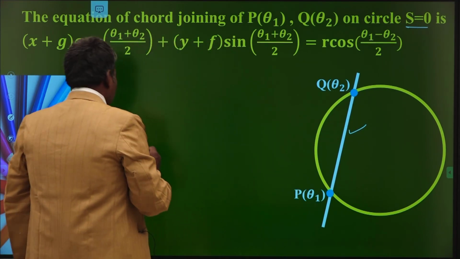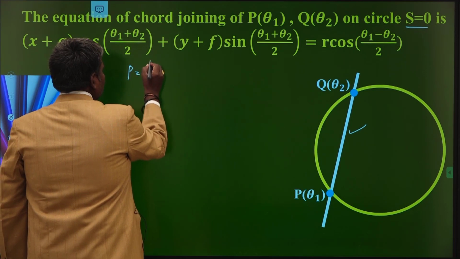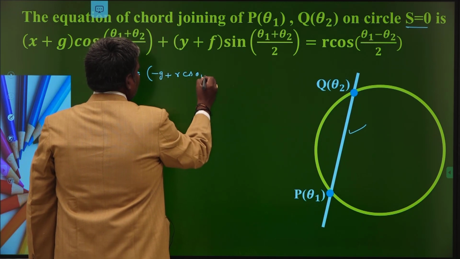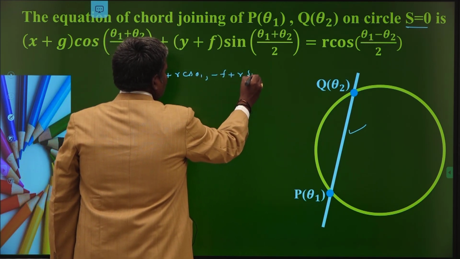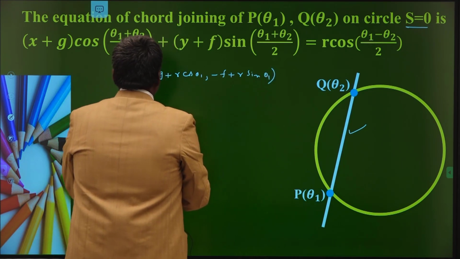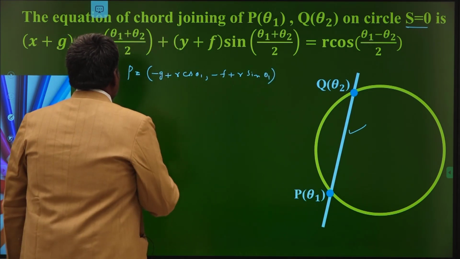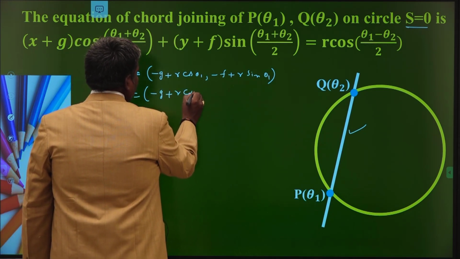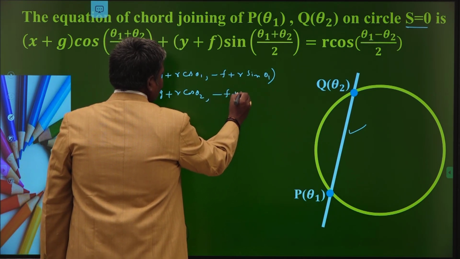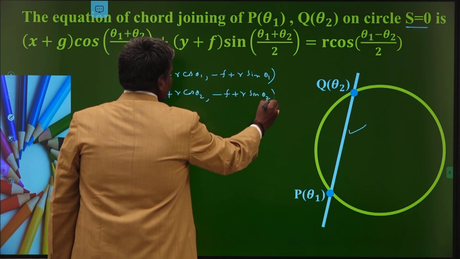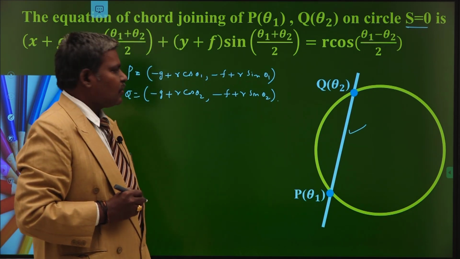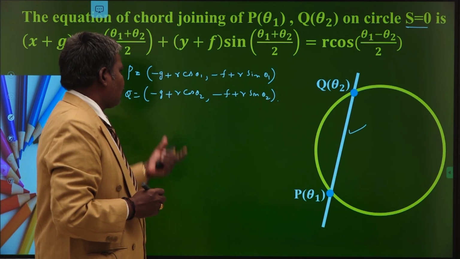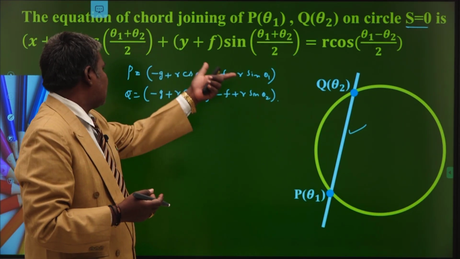So what are the coordinates of P now? P is equal to minus g plus r cos theta 1 comma minus f plus r sin theta 1. These are the coordinates of P. Similarly, the coordinates of Q are what? Minus g plus r cos theta 2 comma minus f plus r sin theta 2. These are the coordinates of P comma Q. You just find the slope, take one of the points, write the equation, you get the answer in this manner.